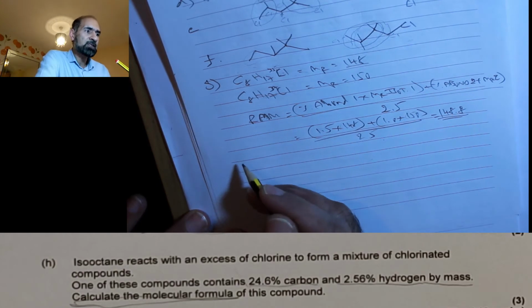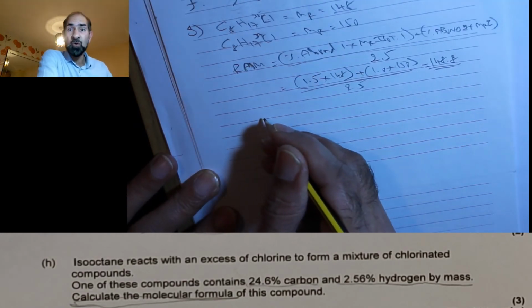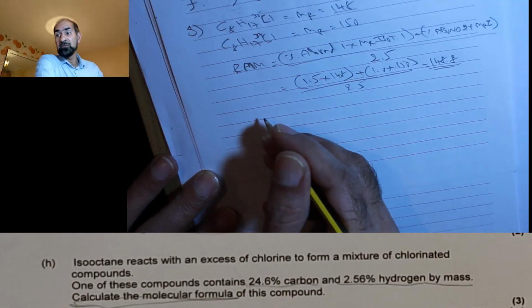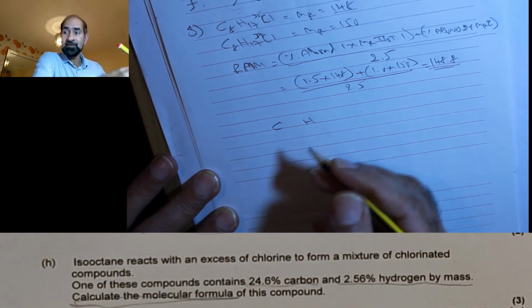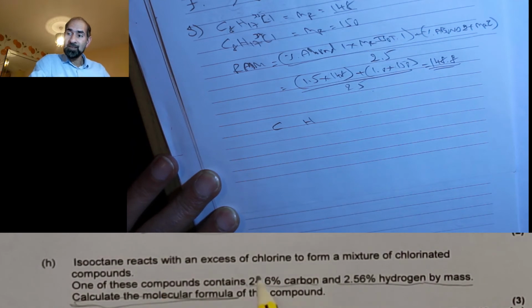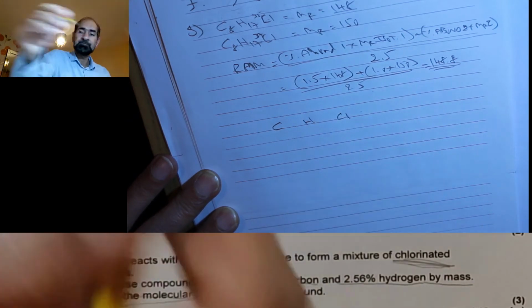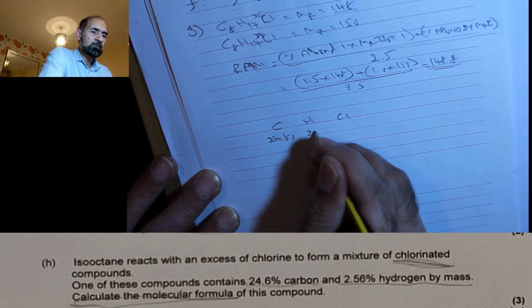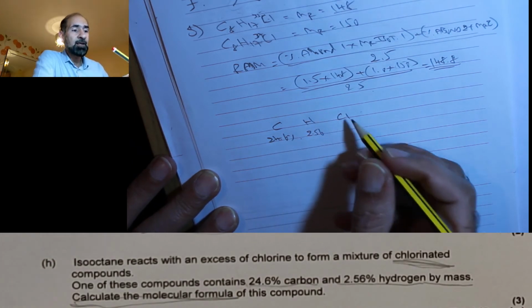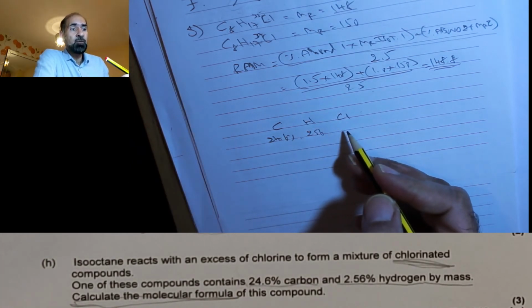Okay, so let's do this. The way I do it is I draw a table of the elements that are there. So there's carbon there and hydrogen there, and not forgetting, this is a mixture of chlorinated compounds, so it must have chlorine there as well. All right, so now I'm just going to put in the percentages. So 24.6% of carbon, hydrogen is 2.56, and therefore I need to work out how much the chlorine must be in there.